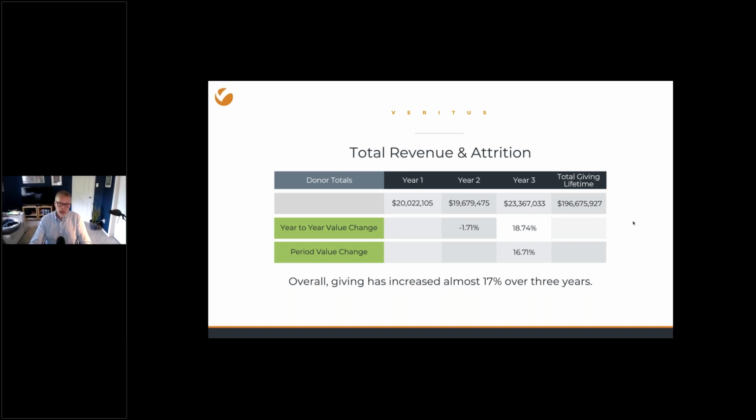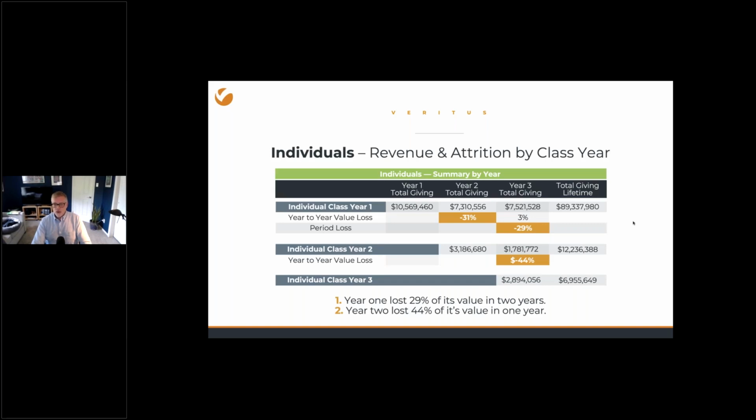So pretty reasonable growth. In fact, they were pretty happy with this. When we presented this to the CEO, they felt pretty good about a 16.71% growth over year 1 to year 3. So he said, okay, these are your bottom line numbers. Now, let's look at individuals by class year, meaning the year that they gave that $1,000 plus gift, and then what are they subsequently giving?